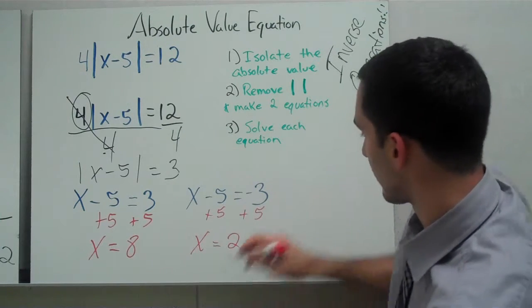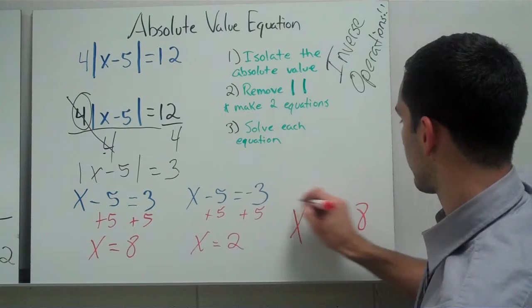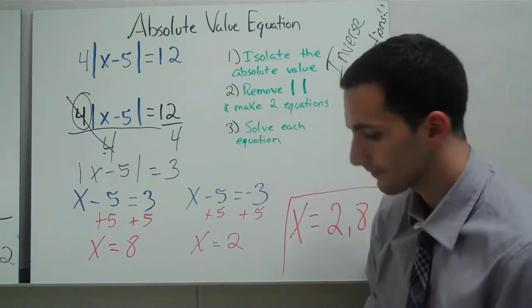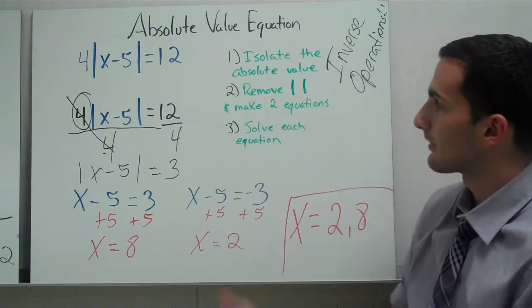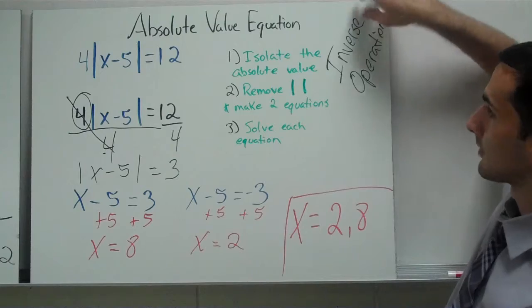And we'll write our answer like this. X equals 2, 8. And that's how you solve an absolute value equation. Don't forget your inverse operations.